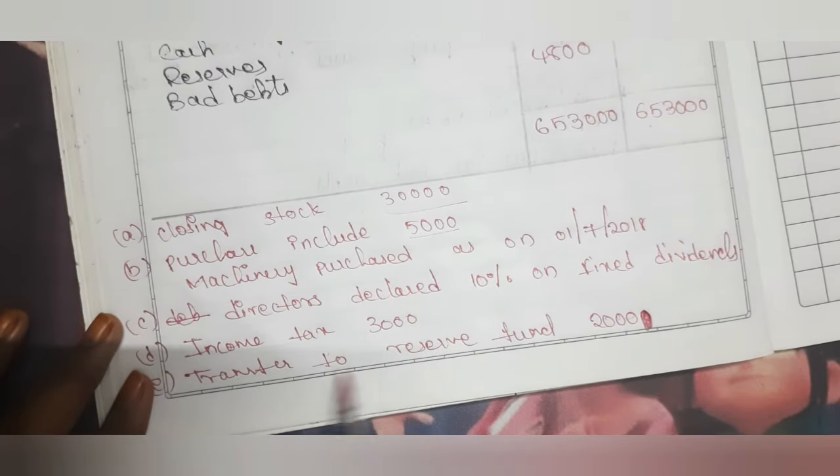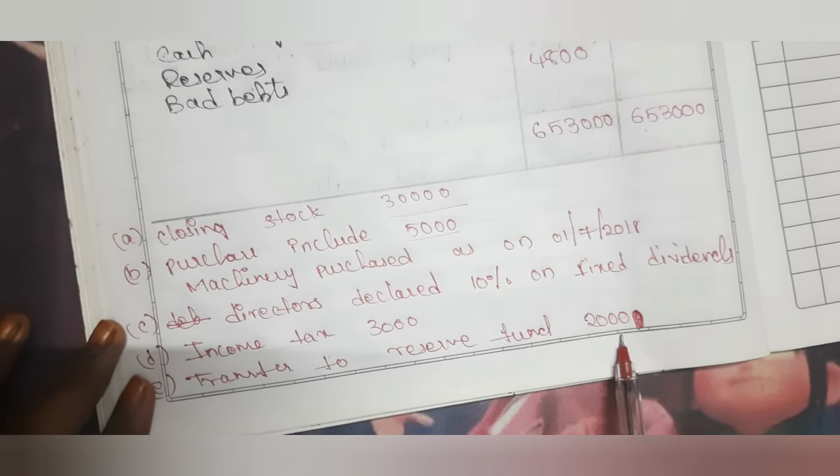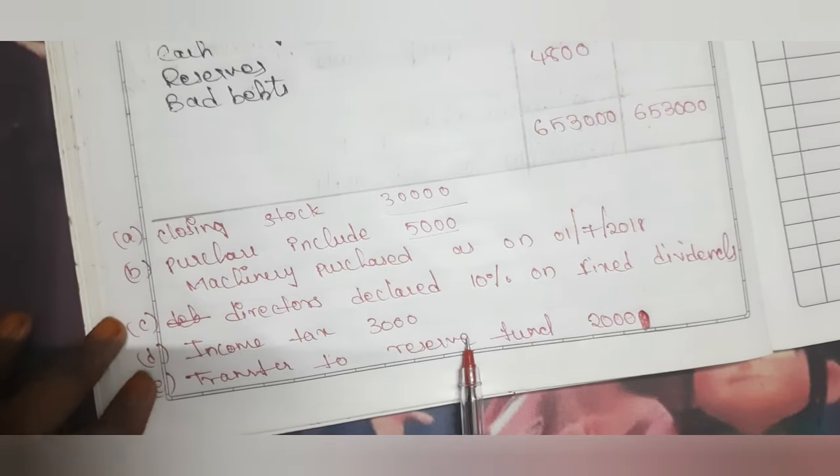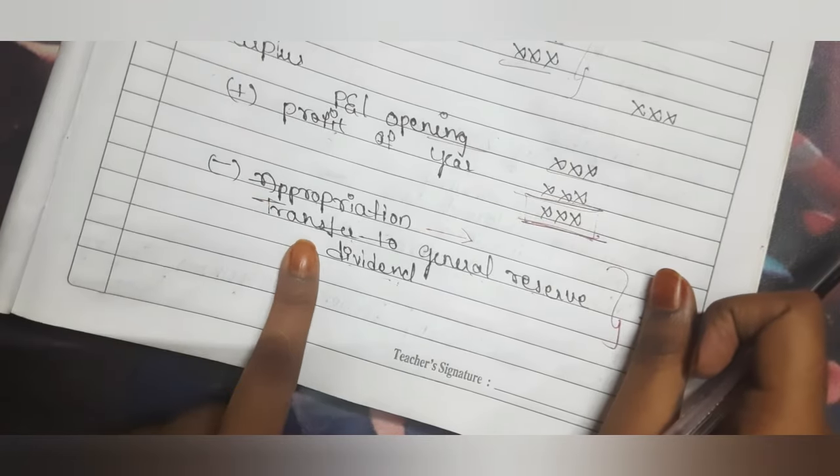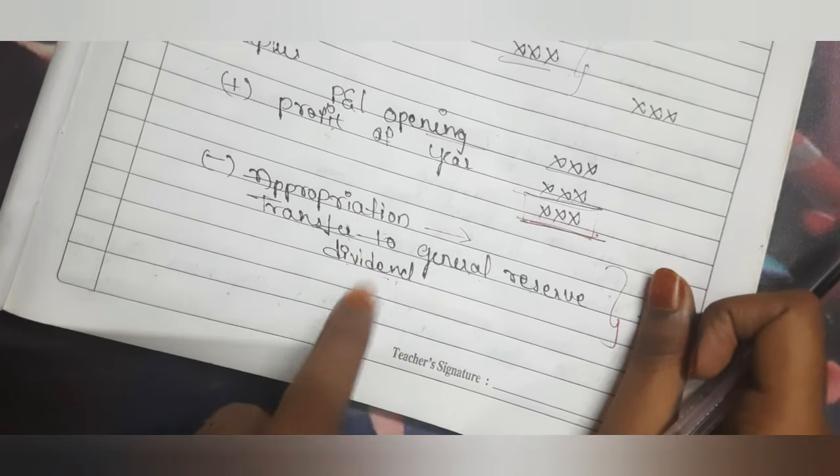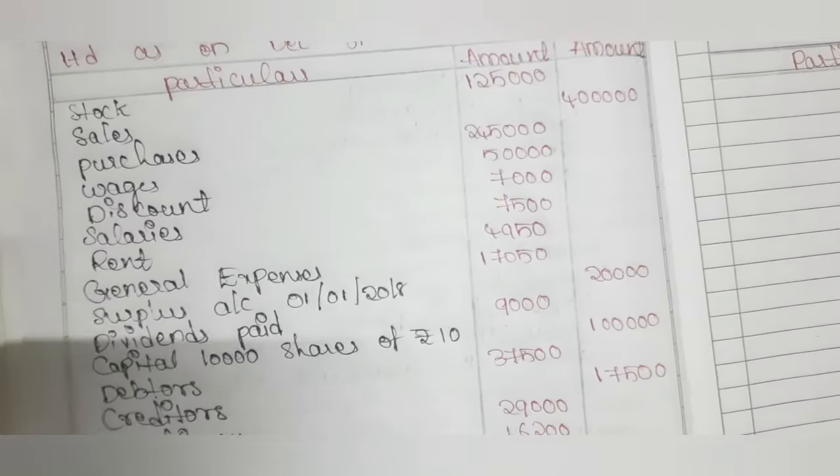Then income tax and transfer to reserve fund 2,000. Transfer to reserve fund, I think you people have already seen, I have said here that transfer to general reserve dividend you need to minus. Okay, anyways, let us get started with the question and answer.